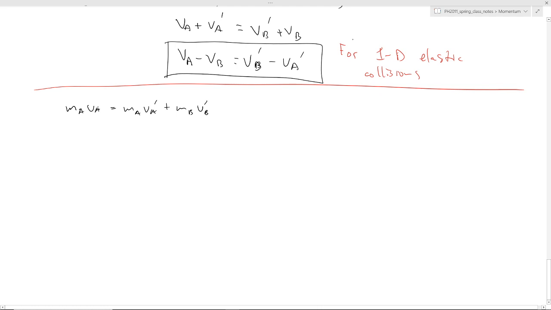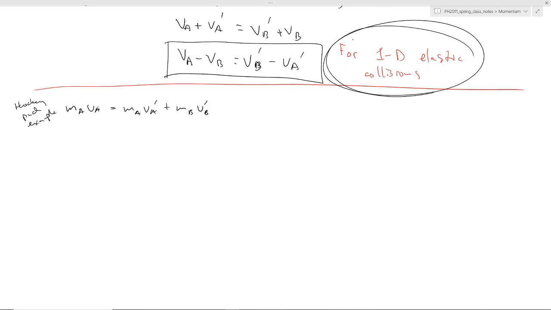So, recall the hockey puck example. Now note, this is only for one-dimensional elastic collisions, but this can be a really powerful shortcut. And this is a good example of something that can help you solve problems. But notice that it only applies for one-dimensional collisions.